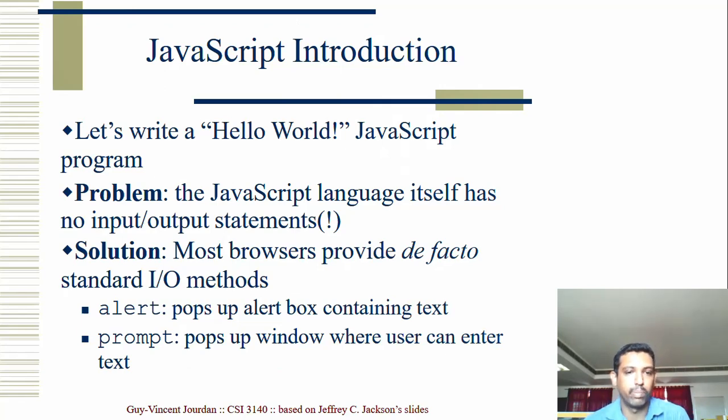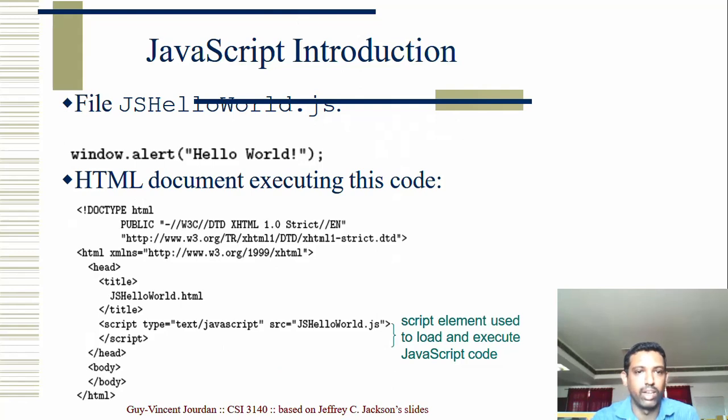Then alert, a pop-up alert box containing a text. Then prompt, the pop-up window where the user can enter a text. Then the file: we have to store it as hello world.js. So the extension of JavaScript is .js.